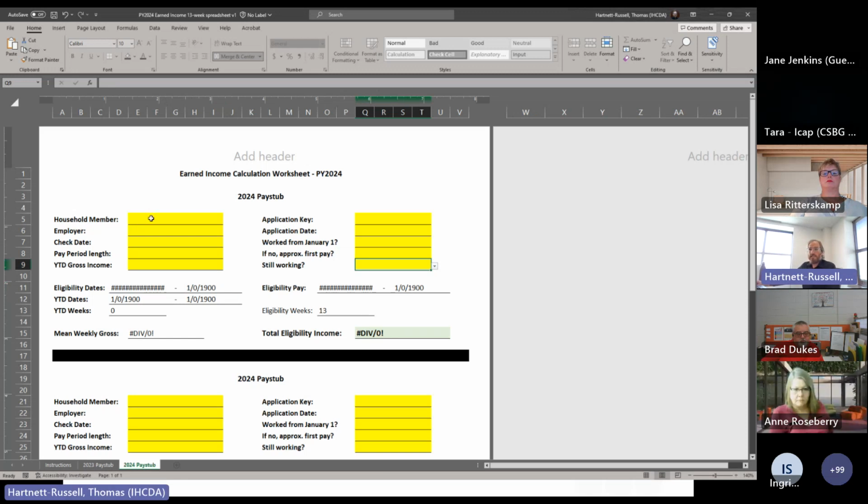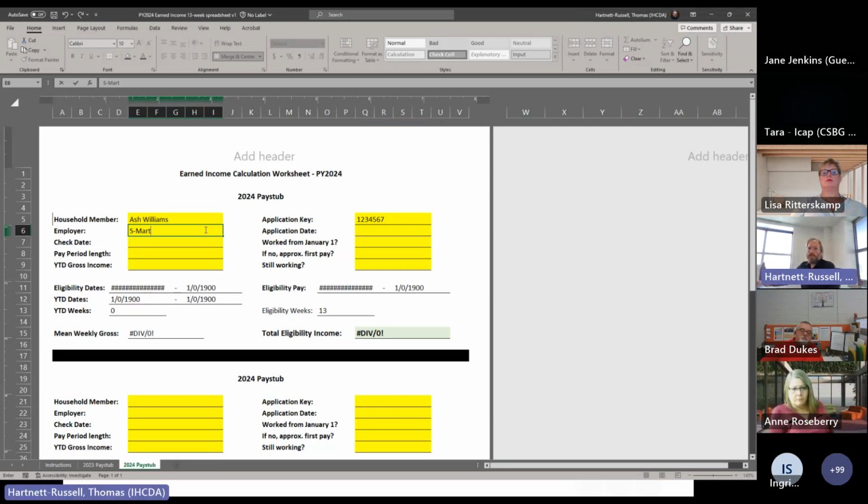In trying to make this as simple as possible, we have highlighted in yellow all the tabs that are going to require input from the intake. So the first thing to do is enter the household member's name and an application key number. That's just to be sure that we can keep all this documentation with the correct file and know what file we're working with and make sure that the documentation matches.